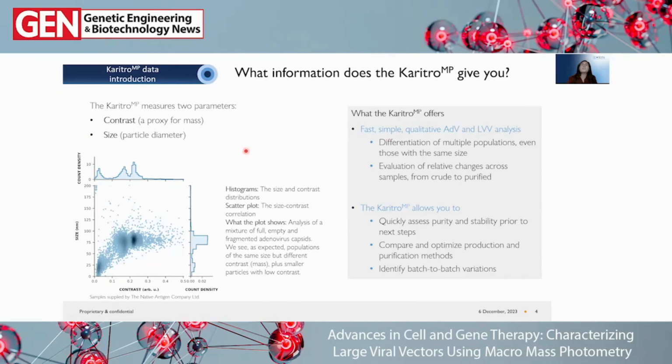So we measure these 2 parameters, and how do we show them? How do we represent them? You can see an example of a graph produced with the KaritroMP here on the bottom left. So we have a 2D plot showing you on the x-axis, so the horizontal one, the contrast distribution for single particles. On the top of it, you can see a histogram showing you the contrast values for single particles.